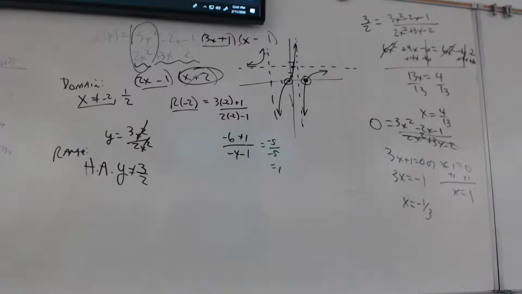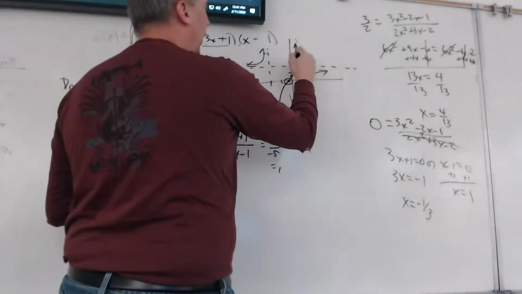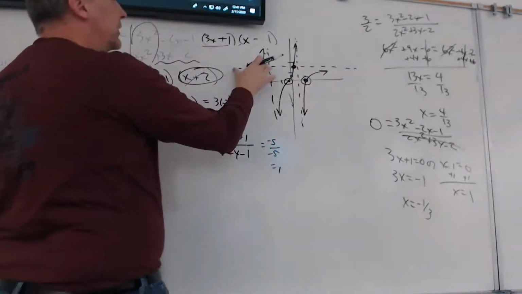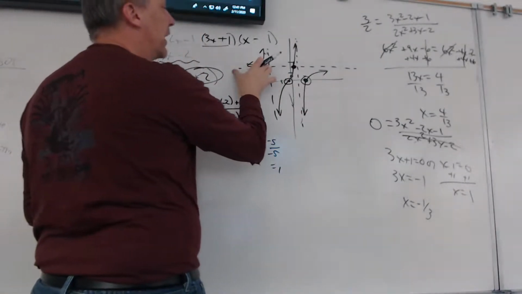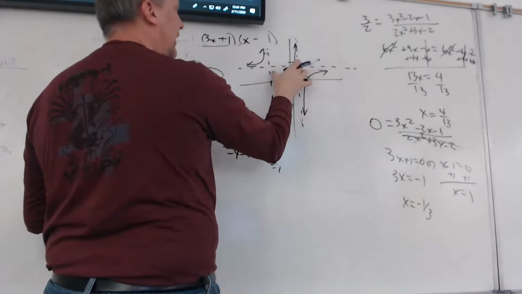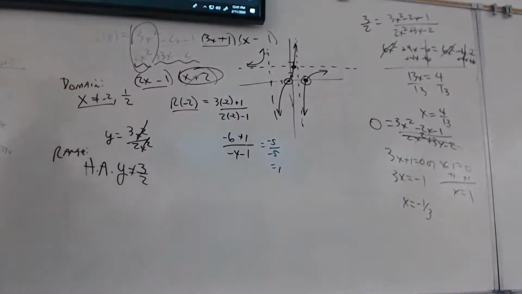Okay. All right, so this one didn't have a hole, but it did cross, okay? So essentially what we're saying is the asymptote applies in this area, it does not apply in this area. The horizontal.